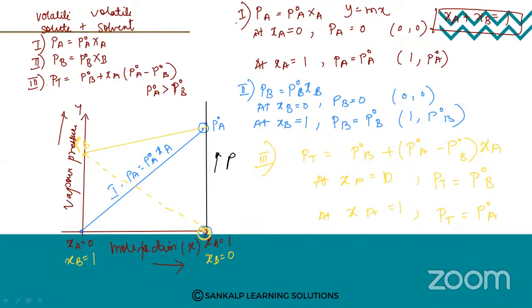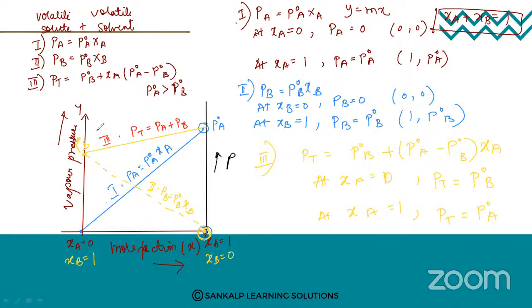So I'll write it here. This is Raoult's law. For the first, PA equals P naught A into psi of A. The second one is PB equals P naught of B into psi of B. And the third one is PT equals PA plus PB. So this is your Raoult's law.